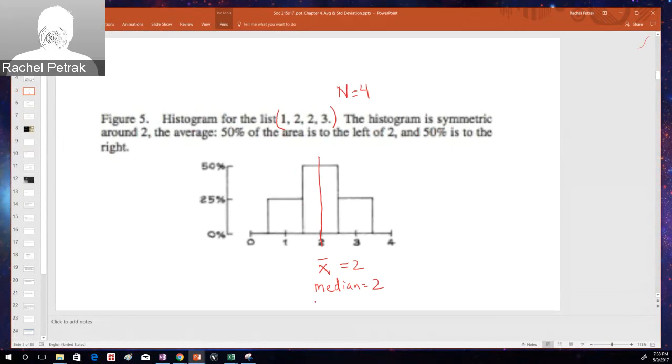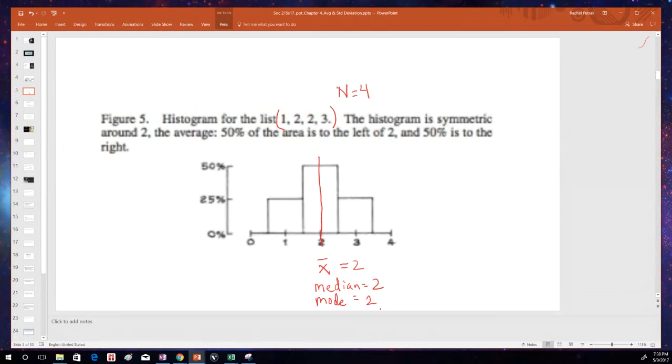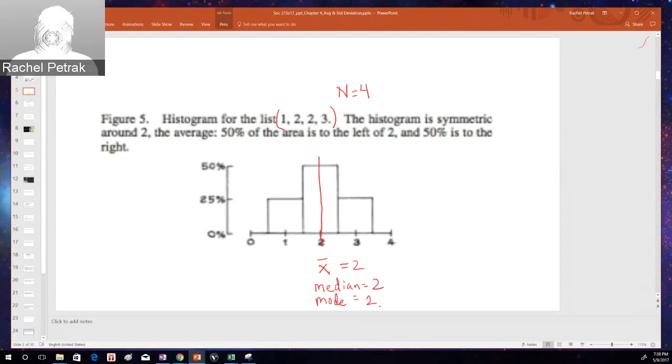And also we can find the mode for this data set too, the mode being the most frequent score. What's the most frequent score? 2. And to preview a bit into chapter 5, when a distribution has a mean, a median, and a mode that are all the same number, we say that distribution is normal. And we are going to unpack that term more in the latter part of our lecture.